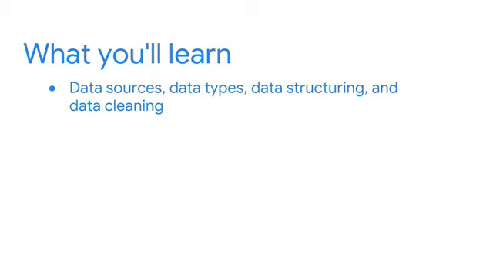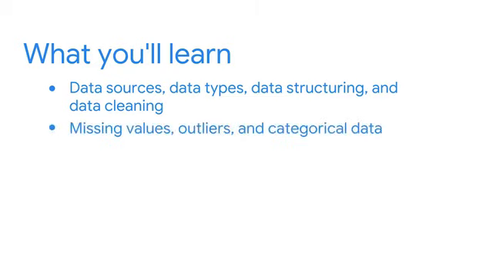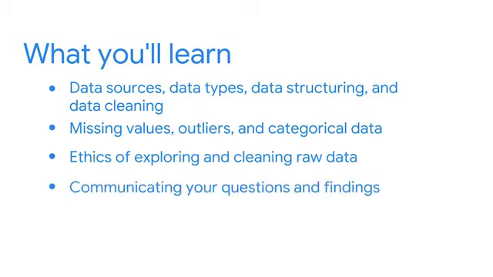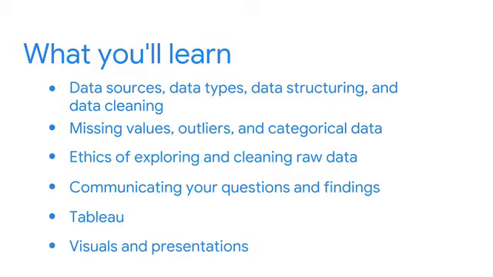Using Python notebooks, we'll discuss how to work with missing values, outliers, and categorical data. We'll talk about the ethics of exploring and cleaning raw data, and how to communicate your questions and findings to various audiences. Later in this course, you'll learn more about the visual analytics platform Tableau. We'll talk about how to enhance your data story with visuals and presentations. Along the way, I'll share tips on shaping your data stories for different audiences, like how to build data visualizations that target an audience's needs.